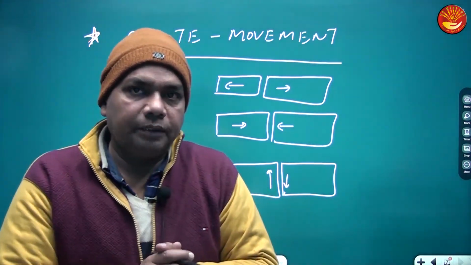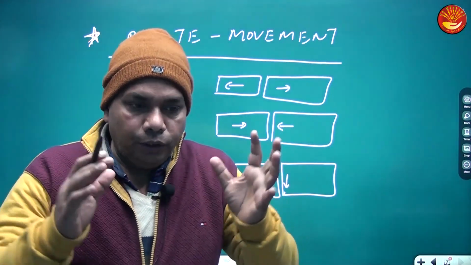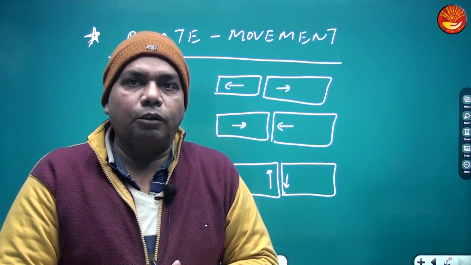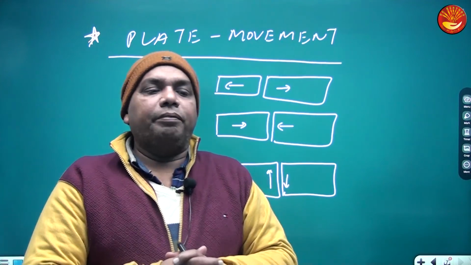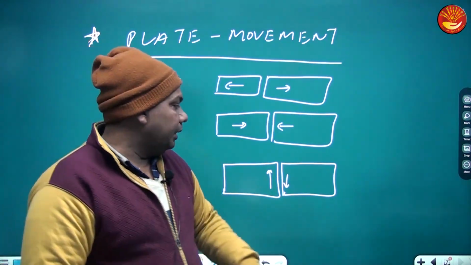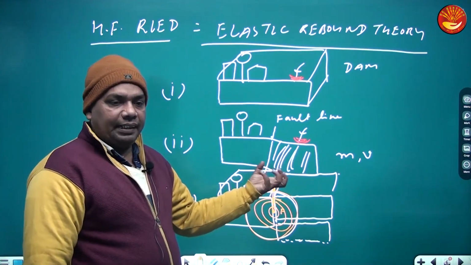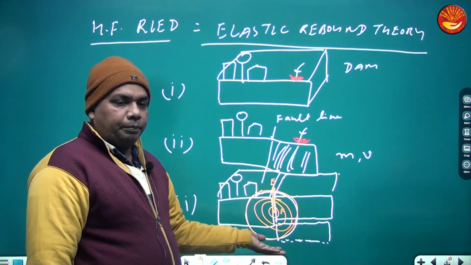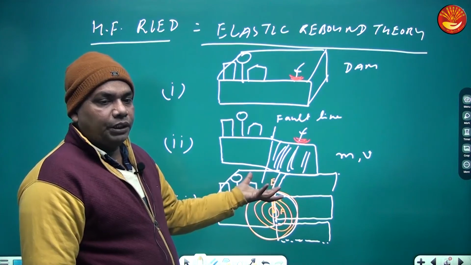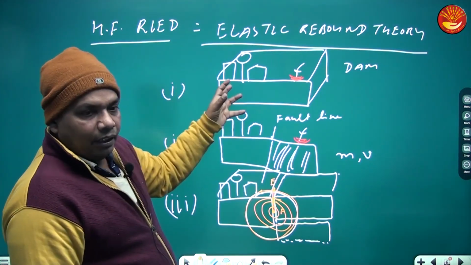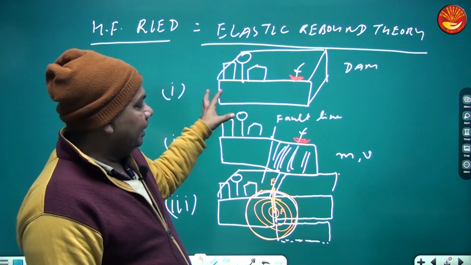The first cause I told you was due to folding and faulting of the rocks, and it was best explained by H.F. Reid with the help of the elastic rebound theory. According to this theory, rocks possess a certain kind of elasticity. This broken part of the rock tries to regain its original position. In this condition, an earthquake occurs.